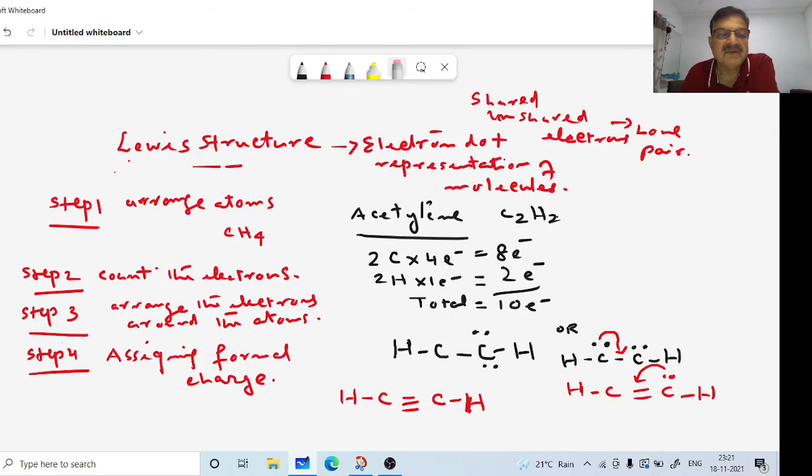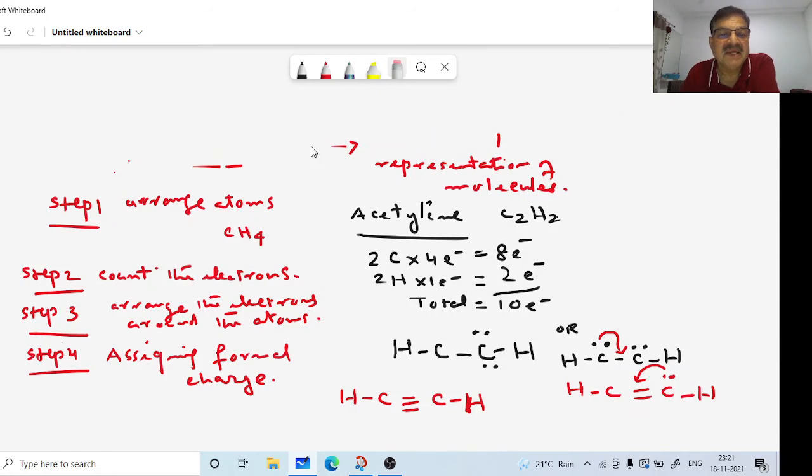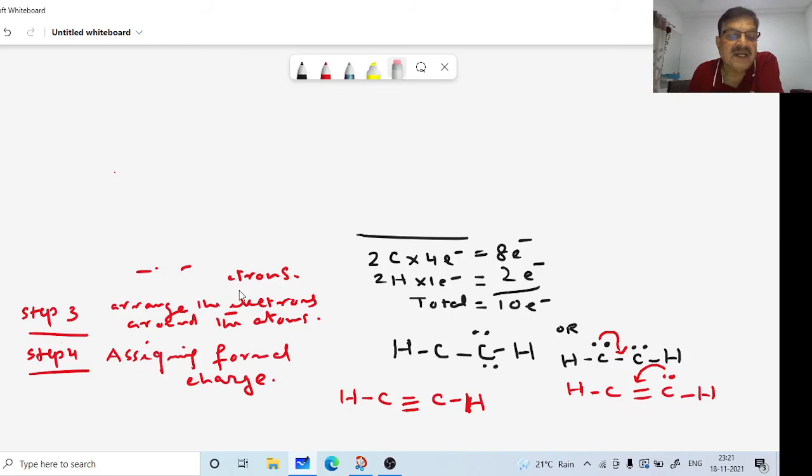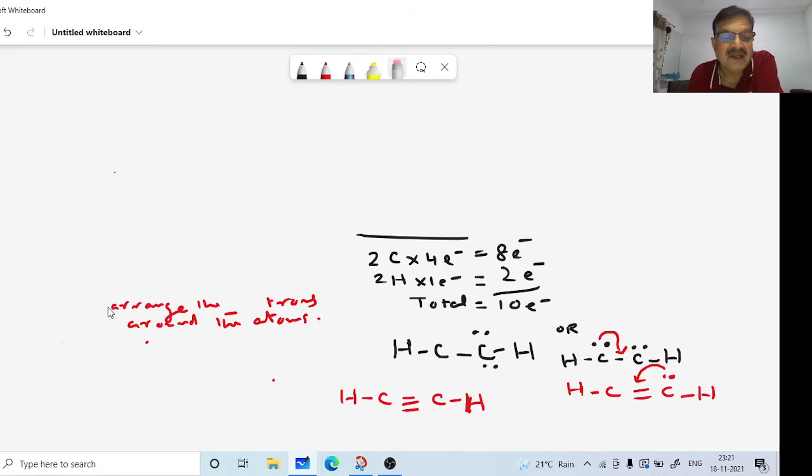We will go to the concept of step 4, assigning formal charge. That will be very interesting. What is formal charge? You see, formal charge means it is not a real charge. In a Lewis structure, we have to assign charges. The charge assigned to individual atoms in a molecule, that is formal charge.